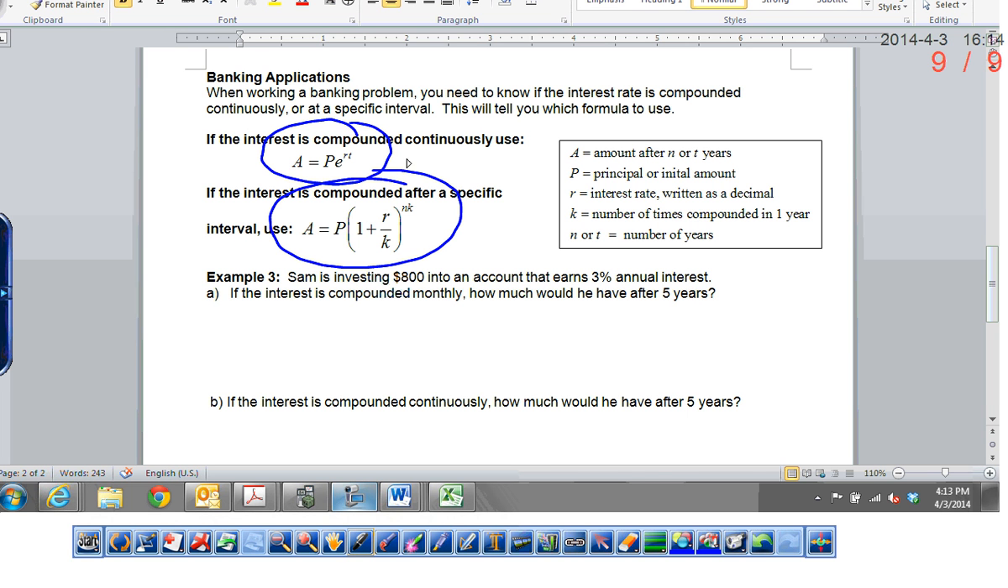So if it says daily, that number would be 365. If it says weekly, that number would be 52. Monthly, that number would be 12. Biannually or semi-annually, that'd be 2, and so on. Basically, all this stuff is just plugging numbers into the formula. So if it says compounded continuously, we're using the PERT formula. If it doesn't say that, then we're not.